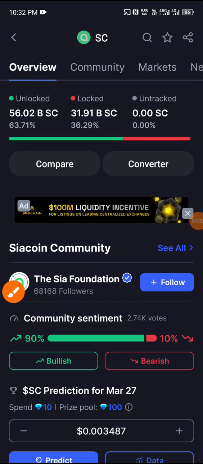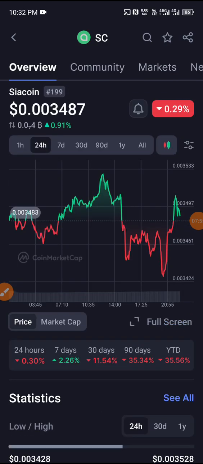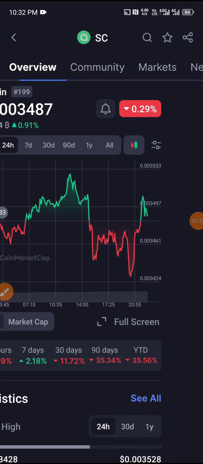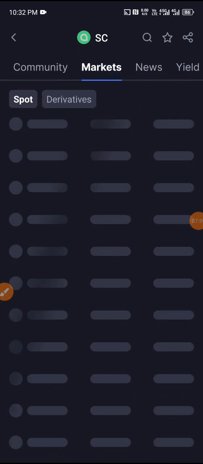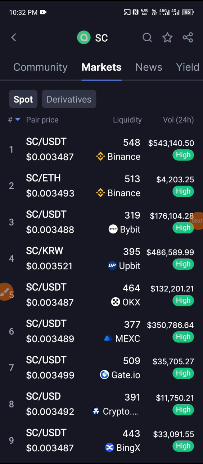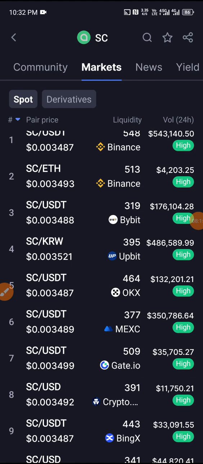All right. So now, as I said earlier, you can get it on Binance. If you are still in doubt, you can go to the market and also see where you can get this coin to buy. You can get it on Binance. You can see it's trading against USDT. You can also get it on Binance trading against ETH. Okay. And many more. You can get it on Bybit too. The SC coin is there on Bybit, and many more.